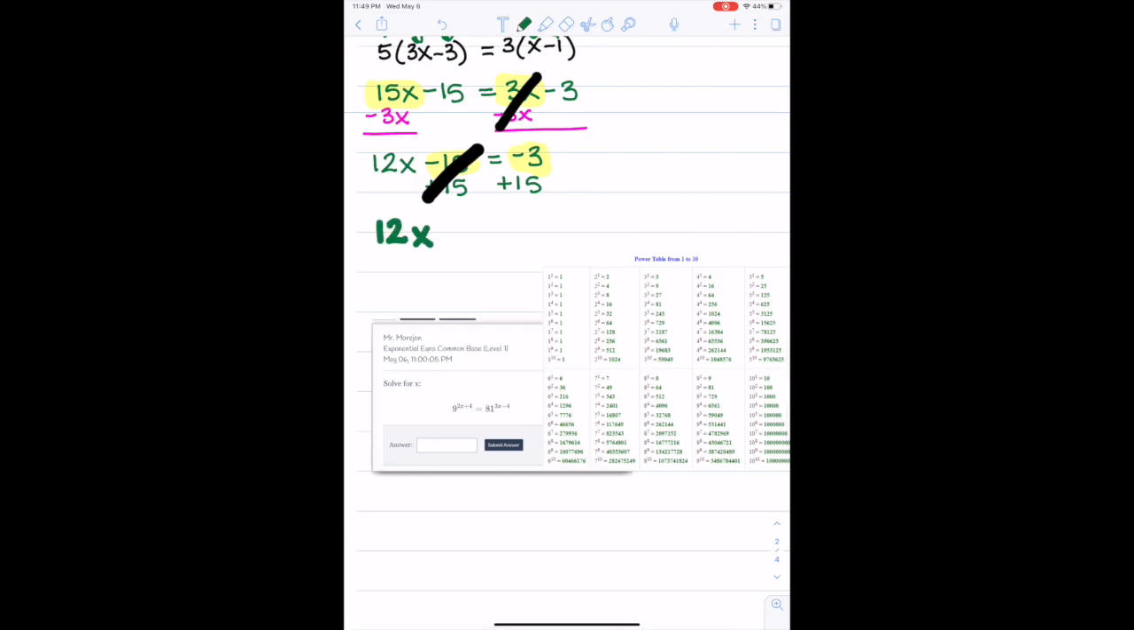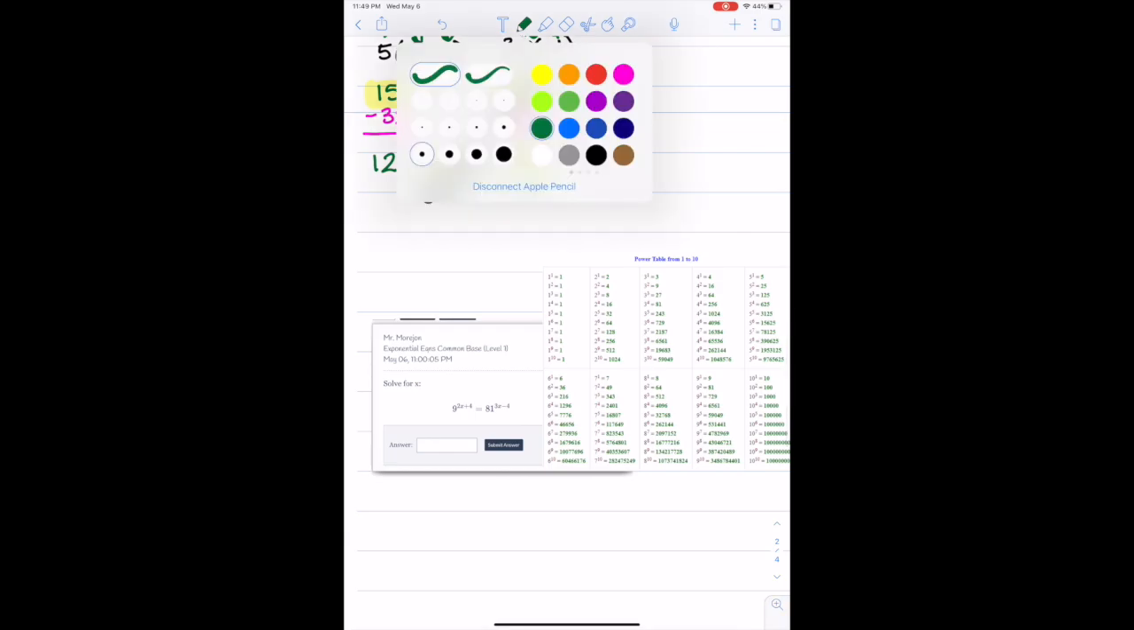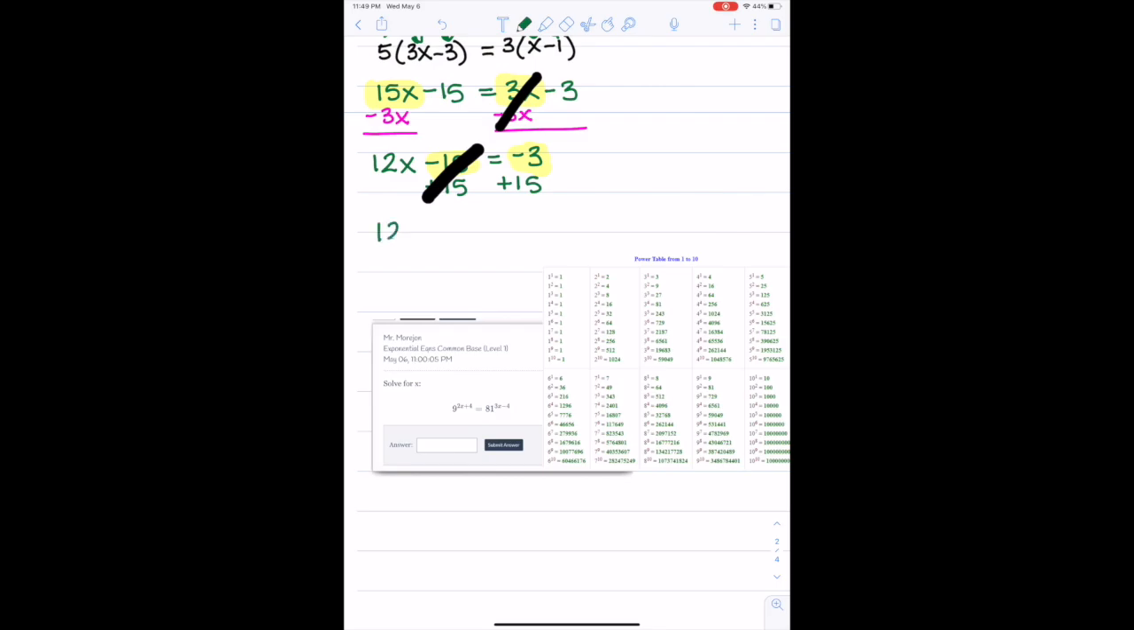12x. Then we're left with 12x is equal to 12. Oh, look at that. So if I want to isolate this x by itself, I need to get rid of this 12. And that just becomes 1. Right? So I pretty much get x equals 1, because 12 divided by 12 is also 1.